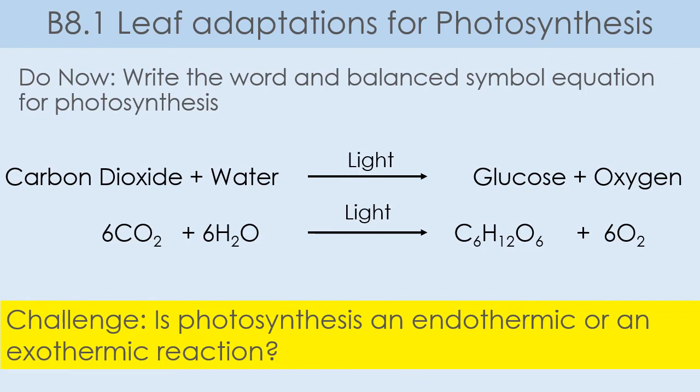Now the challenge question is: is photosynthesis an endothermic or an exothermic reaction? It needs light to make it happen. Light is entering into the reaction. It's entering, that "En" at the start of entering lets us know it is endothermic. We take some of that energy from light and convert it to chemical energy in the form of carbohydrates.